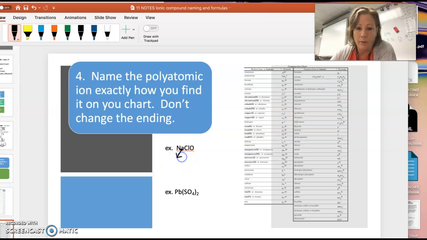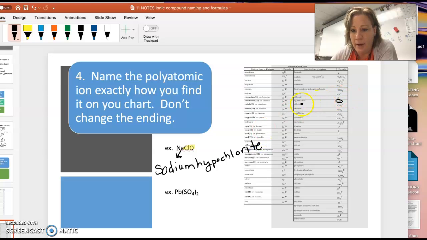So here, whenever you have 3 or more elements, you have to figure out which part is the poly, and you're going to get better with that with time. So the ClO is my poly, and then sodium's my cation, so I'm just going to name sodium. I don't need a Roman numeral because it's not one of those special metals. And then ClO is somewhere hiding on me, right here. And that's called hypochlorite.